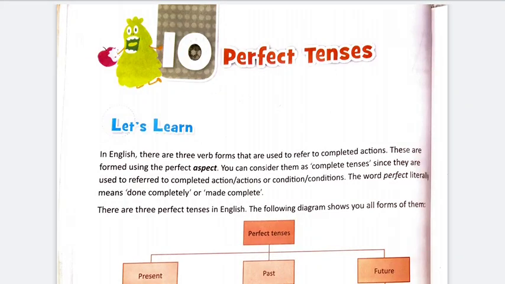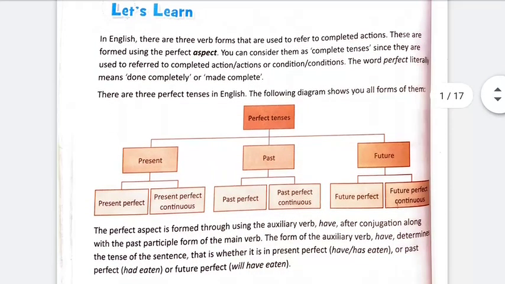Hello students, today we are going to learn perfect tense, and perfect tense is in the 10th chapter of your English grammar book. In English, perfect tense means completed action or completed condition. Perfect literally means done completely or made complete. Now, there are three main perfect tenses: present, past, future.